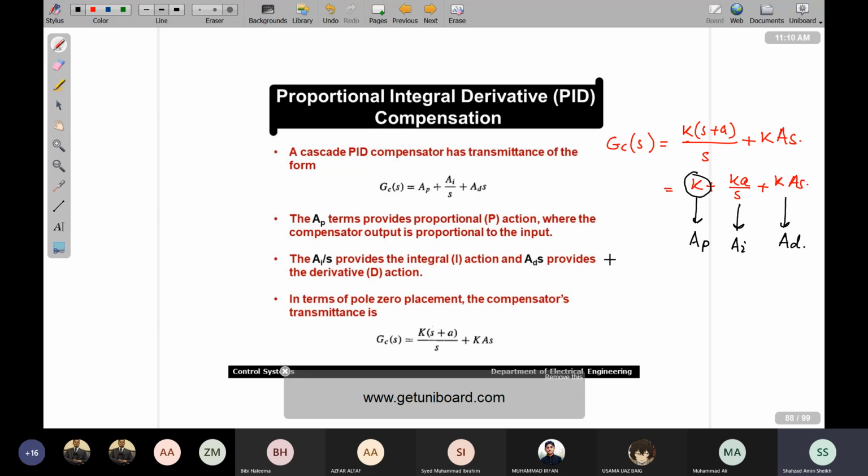And AD S provides the derivative action or the derivative component. So as already said, in the pole zero placement context this is your transmittance, and if you look in terms of proportional, integral and derivative components, your transmittance can be written in this form as well. Any confusions, any questions?